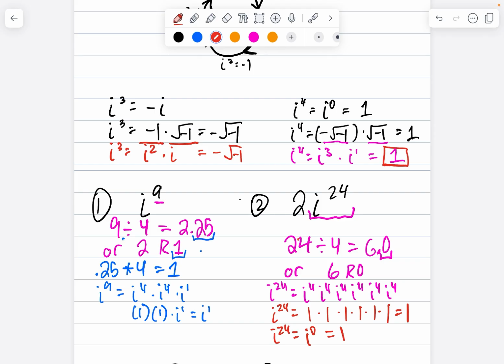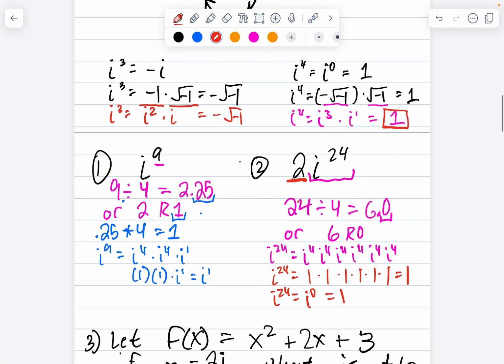And I'm done with this problem. Almost. I forgot something. This 2 right here. So now that I know what i to the 24 is, I'm going to multiply 2 times i to the 24. But I know what i to the 24 is. It's just 1. So I'm going to do 2 times 1, which is just 2. And that's my final answer.